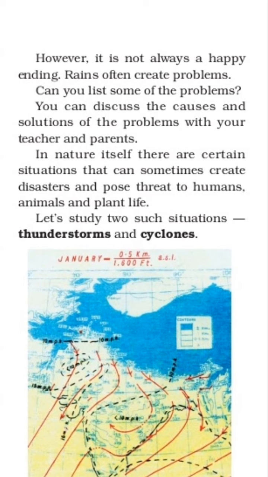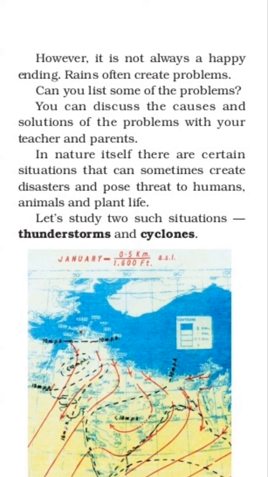We will discuss this. In nature itself, there are certain situations that can sometimes create disaster and pose a threat to humans, animals and plant life. Rain is required for our daily life and for our survival, because agriculture fields mainly depend upon rainwater, and rainwater is most important. But when the rain comes in a huge amount in a short span, it creates flooding and landslide situations, and this can sometimes create disaster. These are natural disasters like flooding and landslide.